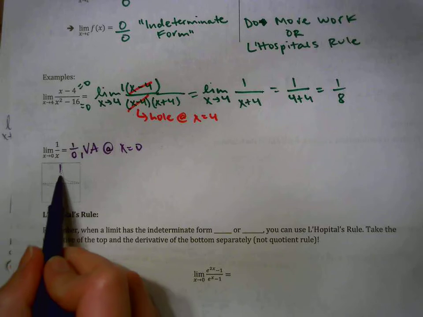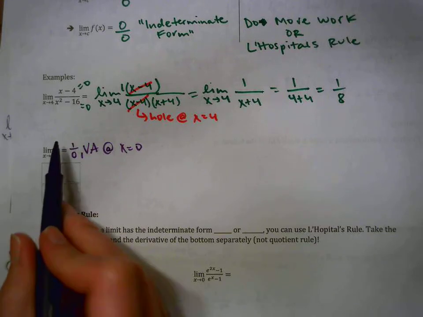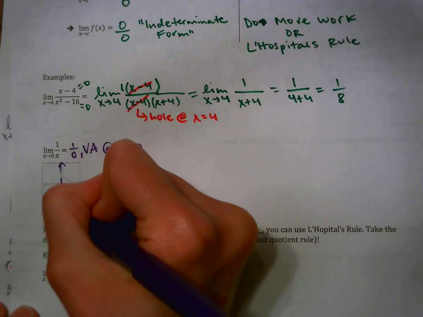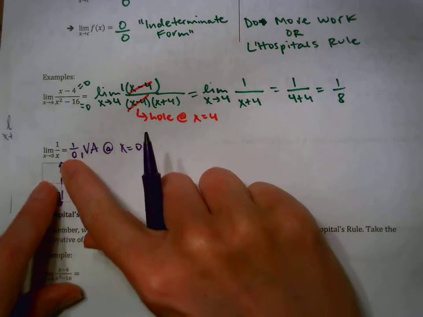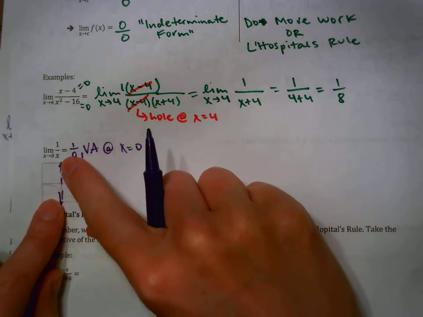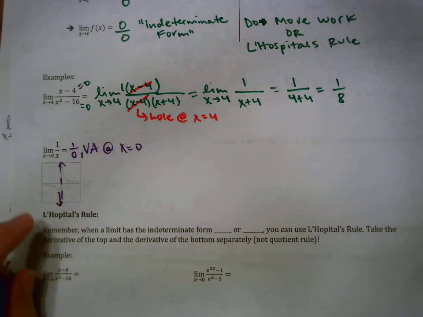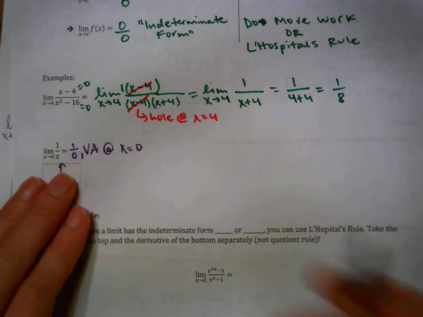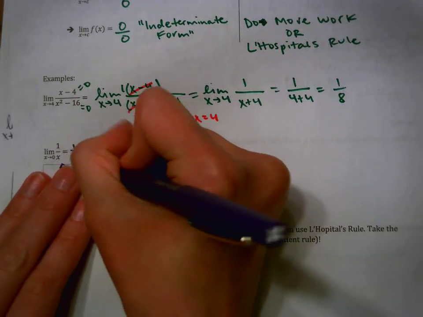As we come from the right, it's approaching positive infinity. It's going up forever. As we approach it from the left, we're going down forever. So since it's not the same, you have to say that it does not exist. So we know the answer, but let's say you didn't have the picture. What would you do? Well, we would have to test each side.